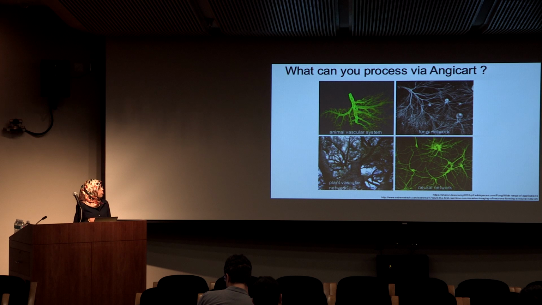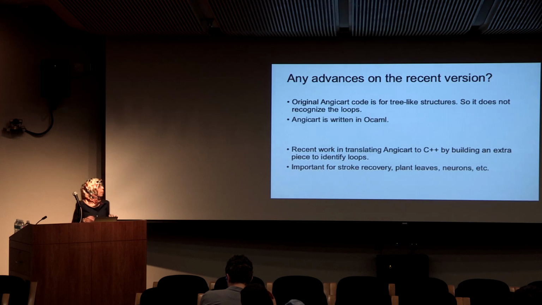But these fungi networks or neural networks can have some special features, like they can be loopy. I forgot to mention an important detail: Angicart assumes that the vascular system is a tree-like structure. To characterize loopy structures, the new version of Angicart in C++ is built such that it can also recognize the loops.